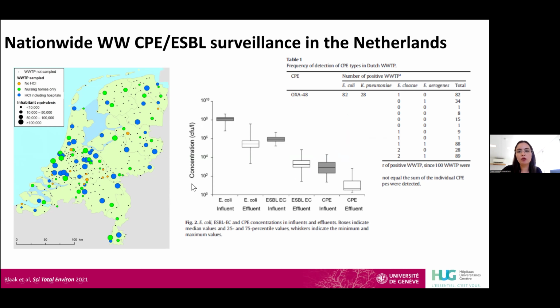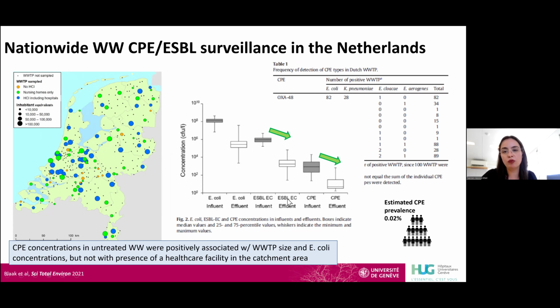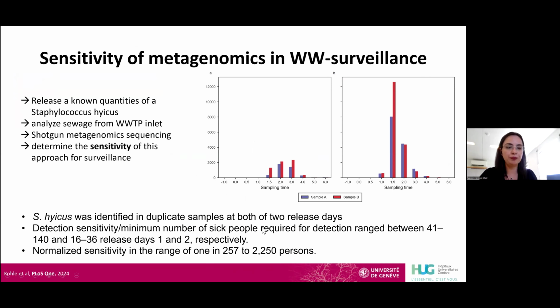In this study, they also showed that the concentration of ESBL Enterobacterales and CPE in the influent and effluent of wastewater treatment plants were reduced by almost 2.5 log scale. They found that the CPE concentrations in untreated wastewater were positively associated with the size of the wastewater plant and the overall E. coli concentration, but not with the presence of any healthcare facility in the catchment area.